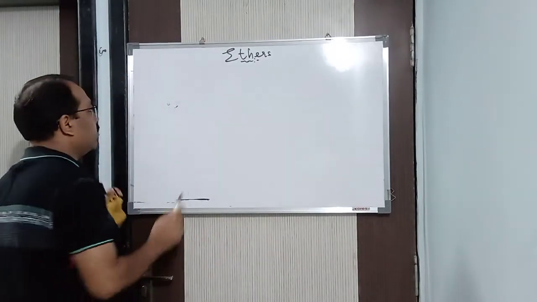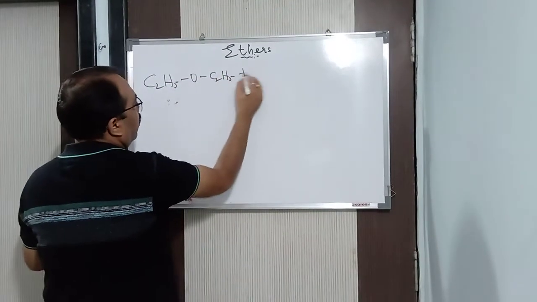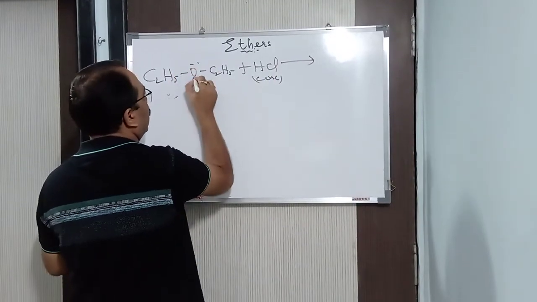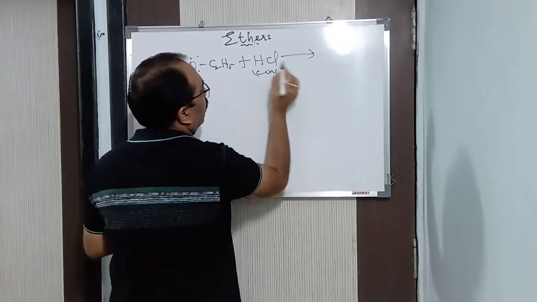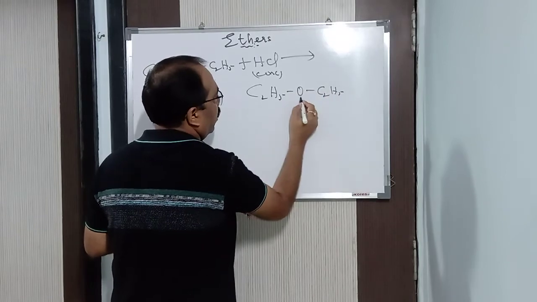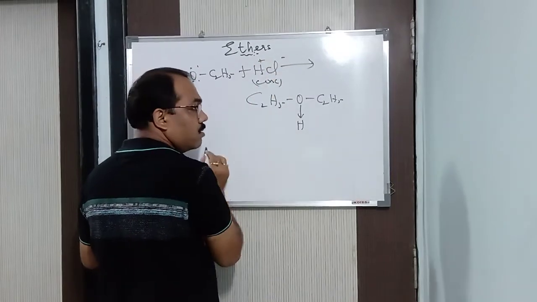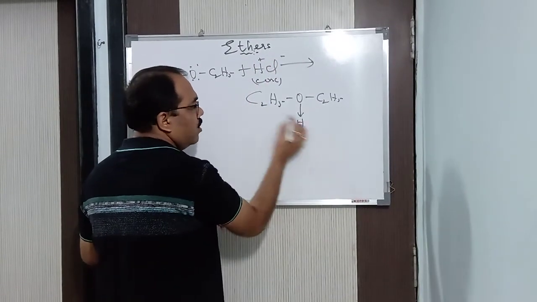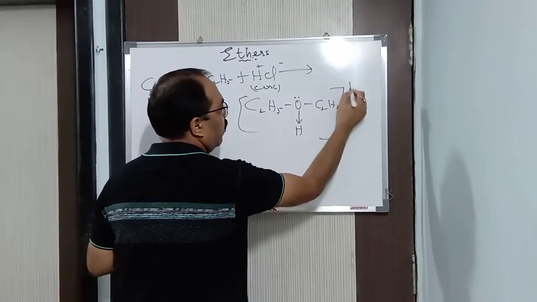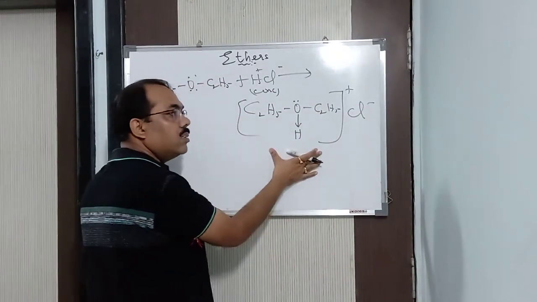Alright, how is it being formed? See here. Suppose I have taken C2H5OC2H5 and I react it with conc HCl. Oxygen has a pair of electrons. Conc HCl means what? H plus, Cl minus. So one pair of electrons goes to this H plus ion, and Cl minus is here.